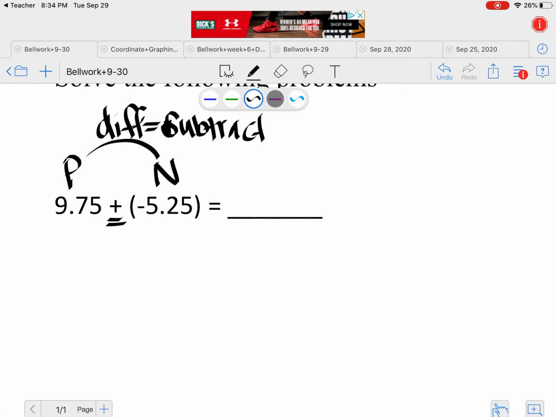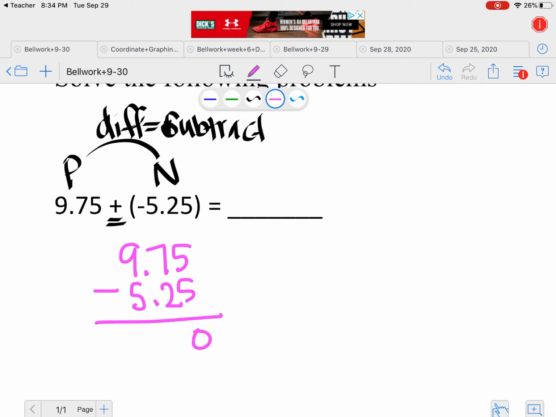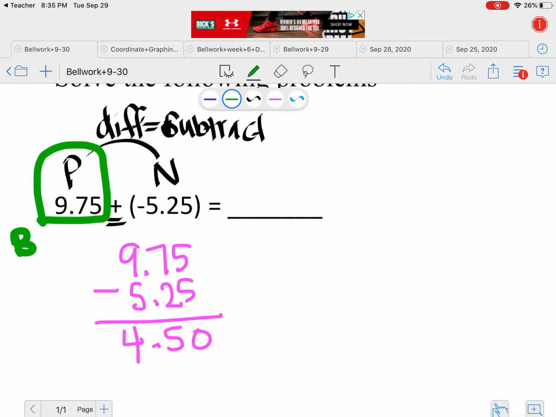I'm going to put the biggest number on top. I'm going to line up the decimals. 9.75 minus 5.25. When you subtract, you get 0.50 and then a 4. The biggest number was the 9.5, so that means the sign is going to stay with the biggest number. So my answer would just be positive 4.5.